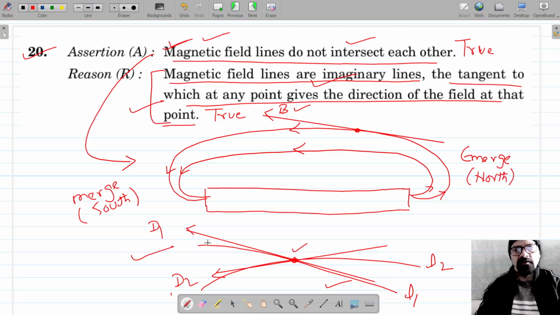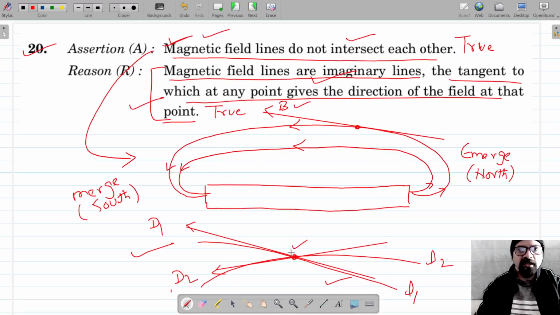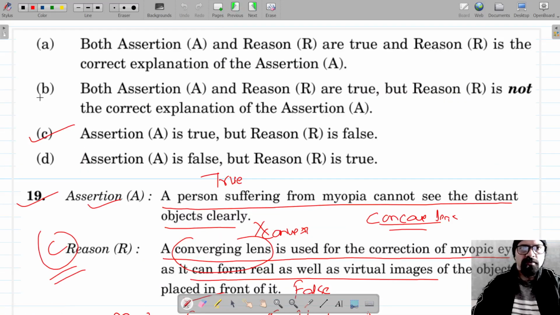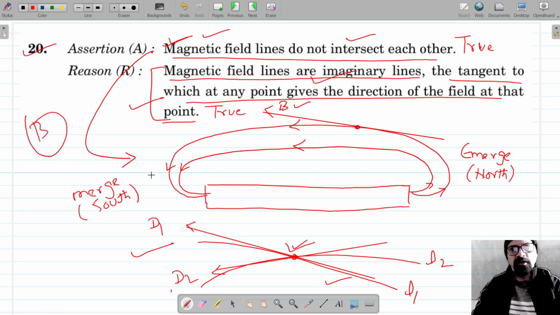The correct explanation is this: if two magnetic field lines intersect at a point, then at that point we have two directions, which is not possible. So our option for this would be that both are true, but R is not the correct explanation. So it should be B. Both assertion and reason are true, but reason R is not the correct explanation of assertion A. So this is option B for question number 2.